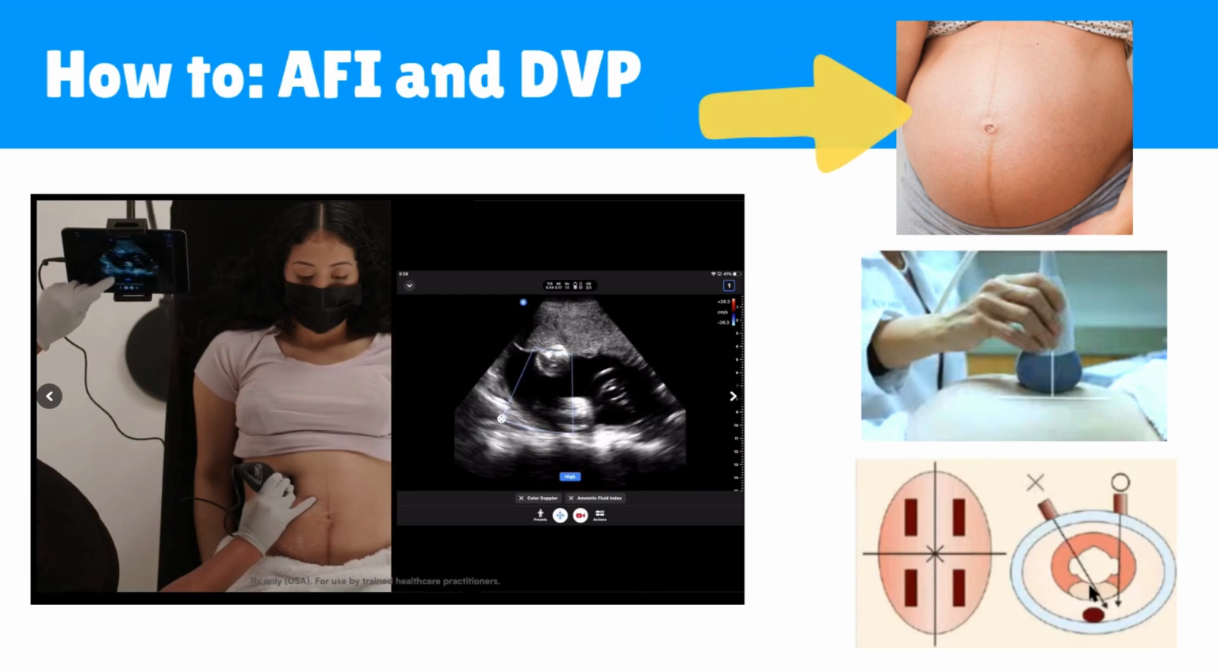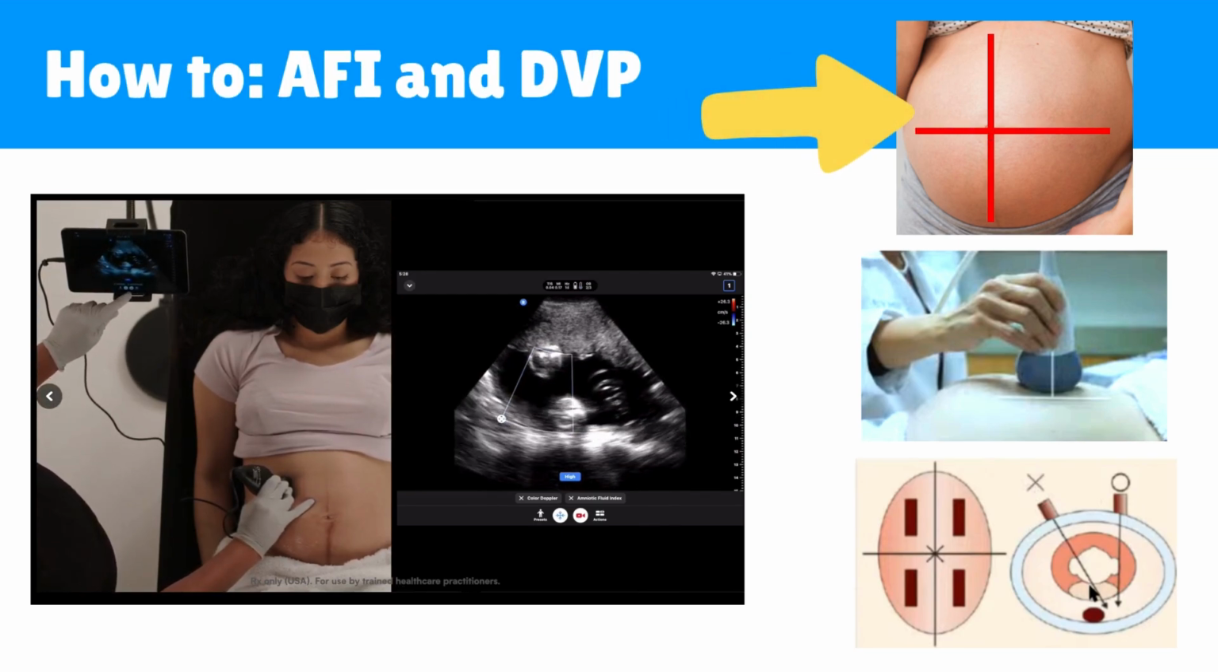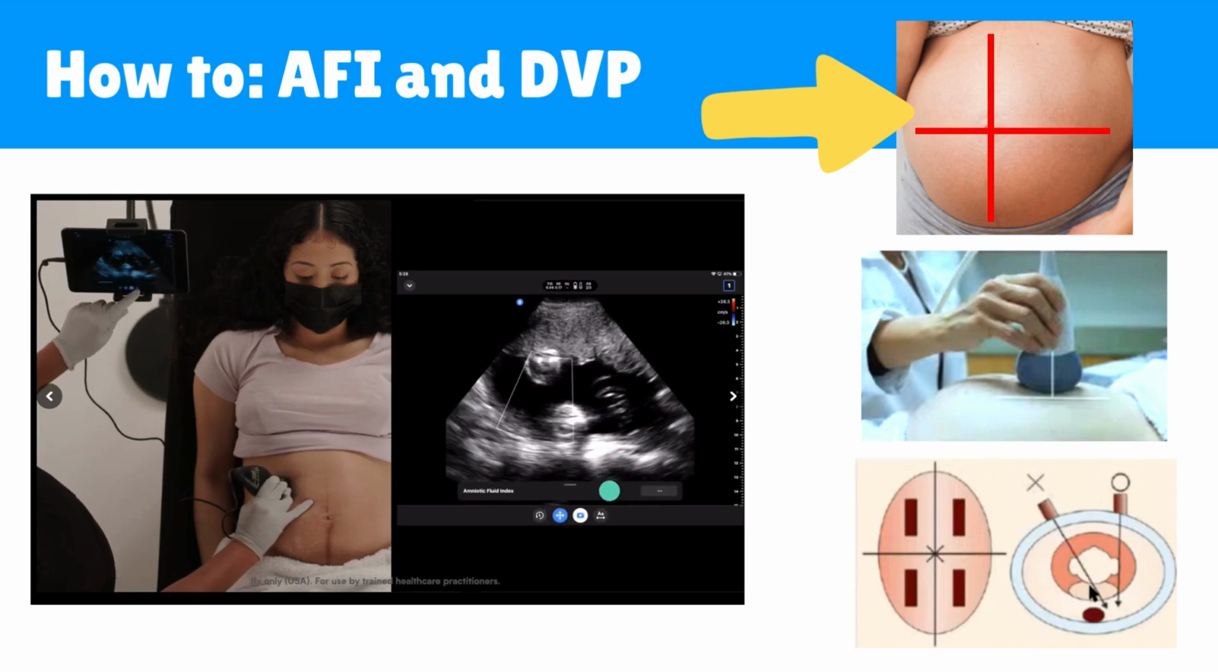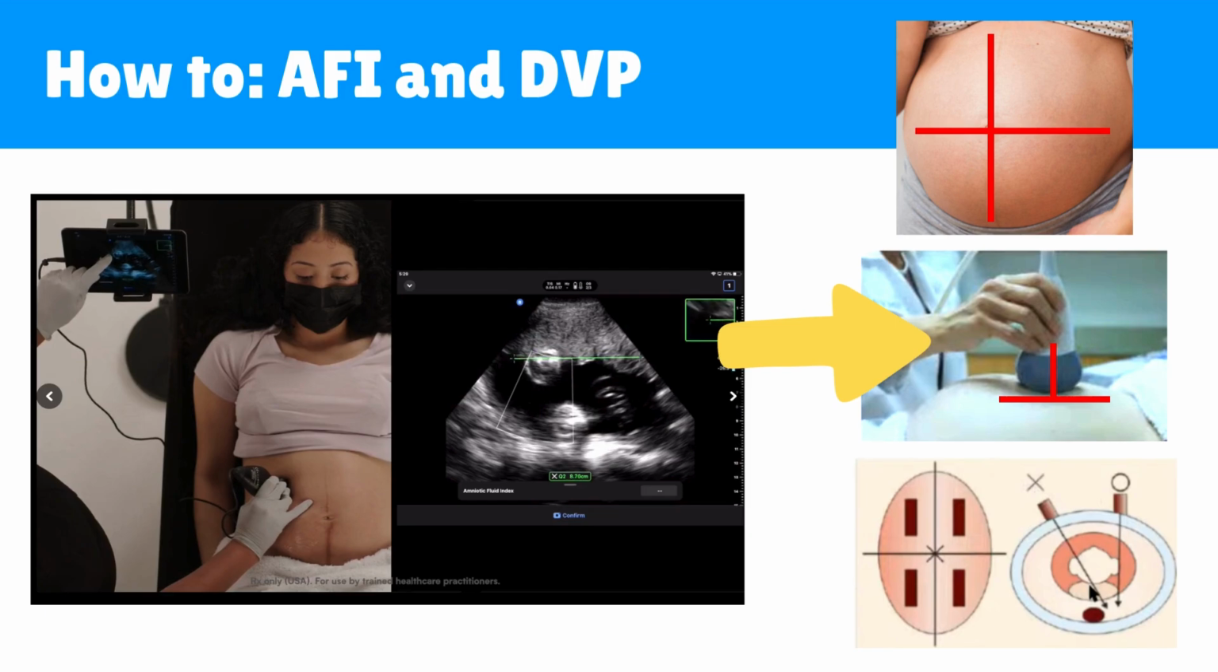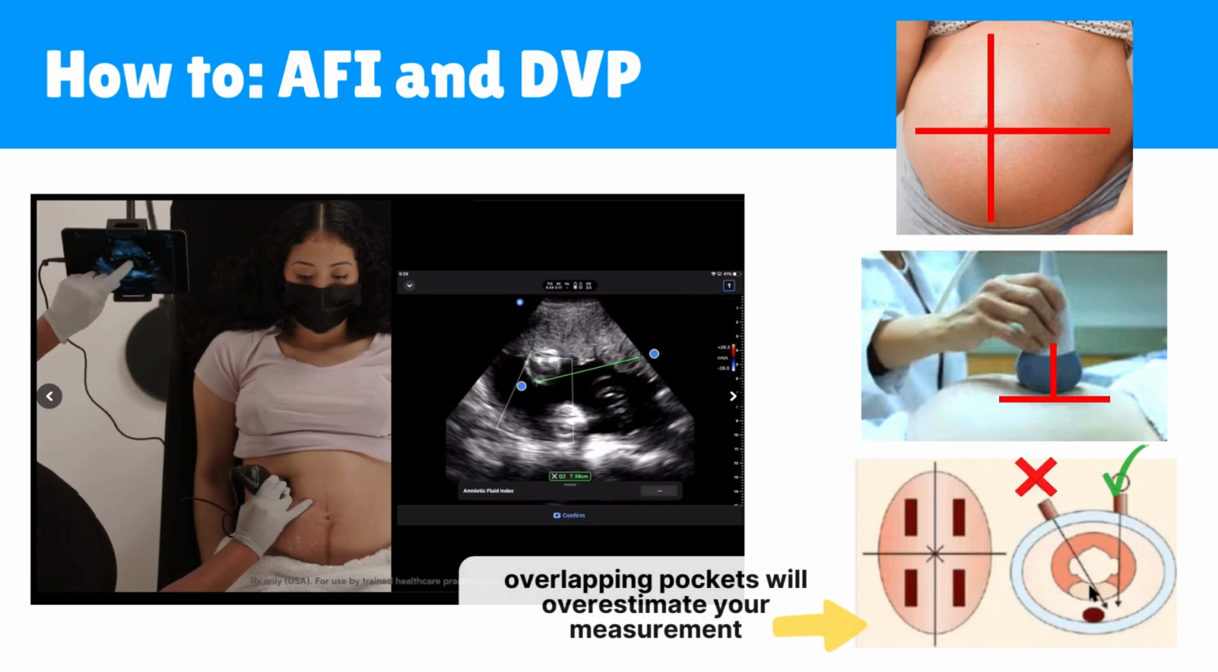To measure the AFI, visually divide the abdomen into 4 equal quadrants. Measure the deepest pocket within each quadrant. Add them up to get a total AFI. Always hold the probe so that it is perpendicular to the floor to avoid overestimating the AFI due to overlapping pockets from the probe angle.